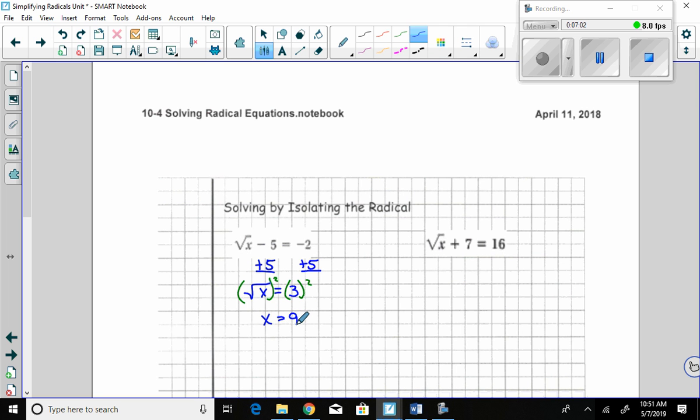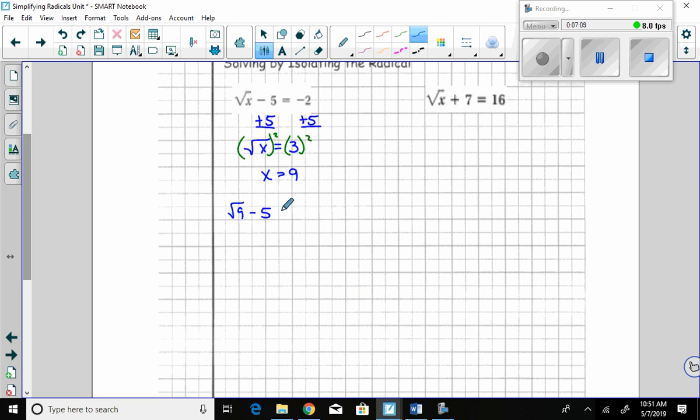Now let's check it. The square root of 9 minus 5, does that actually equal negative 2? So this becomes 3 minus 5. Sure enough, it does equal negative 2. I'm happy. Yay!